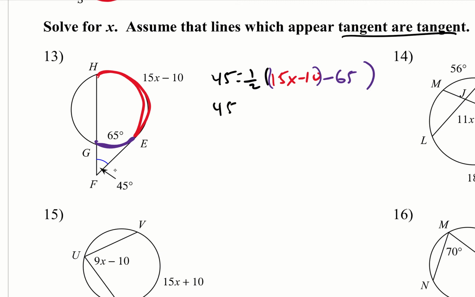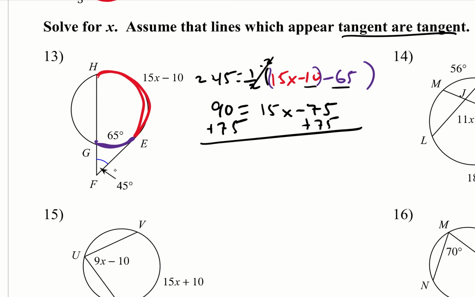So we just got to do the math here. Let's multiply both sides by the 2 to get rid of that half. You get 90 equals, now you can do negative 10 minus 65 is negative 75. We can add 75 to both sides. We can divide by 15 on both sides there to get x.